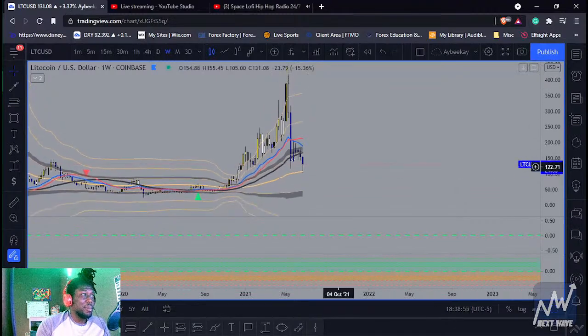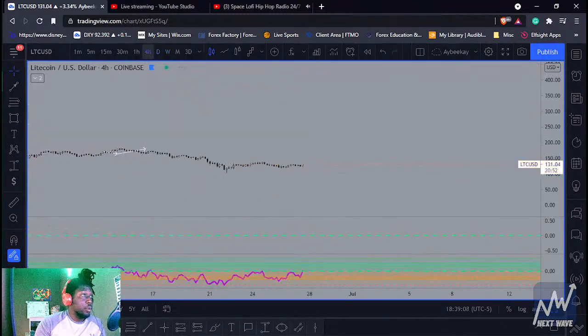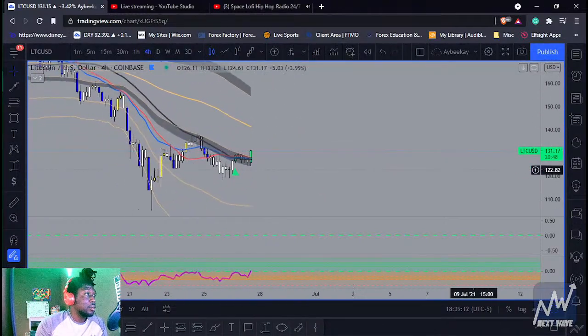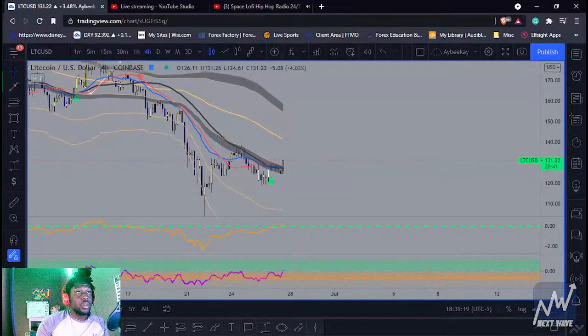Weekly time frame, price is closing under the RSI line. I don't like that, but it's hit the mean line, and this mean line can be a potential place where price is using as support before it goes bullish again. So hey, that bullish opportunity, same thing, 4-hour time frame, it is looking really realistic. So let's see what Litecoin is going to do.